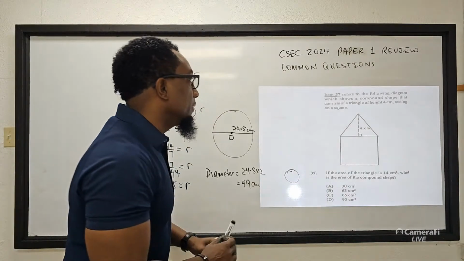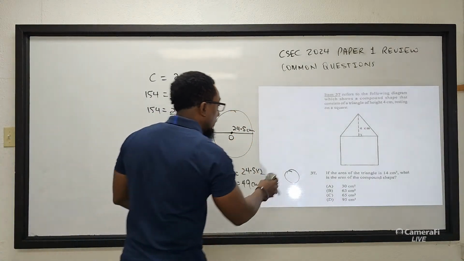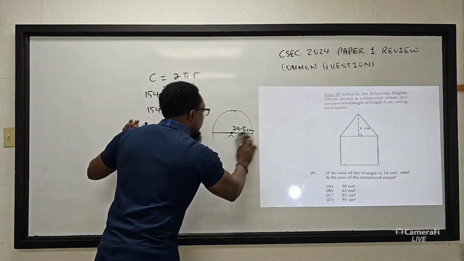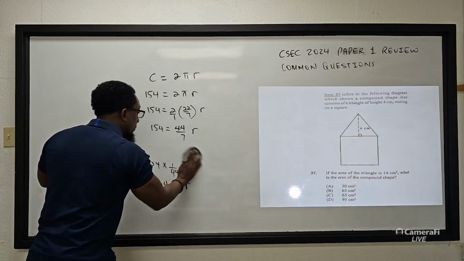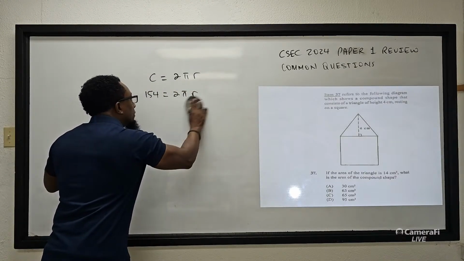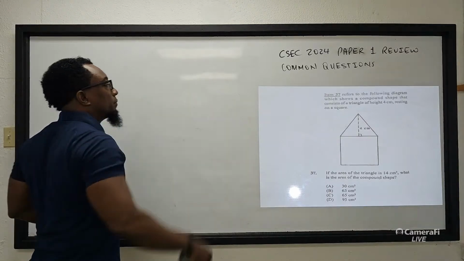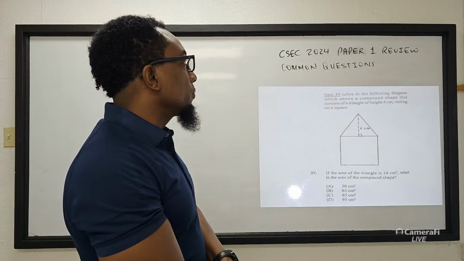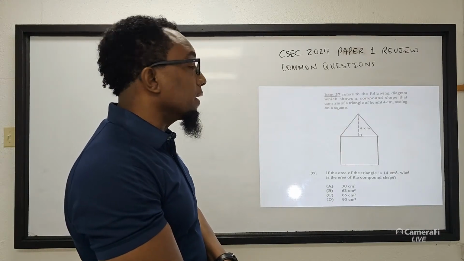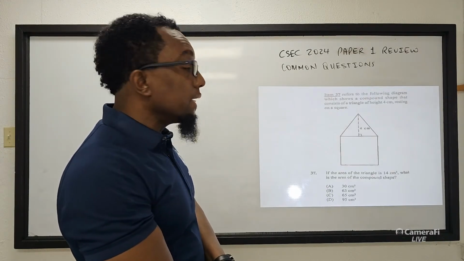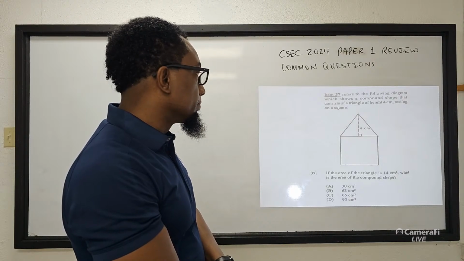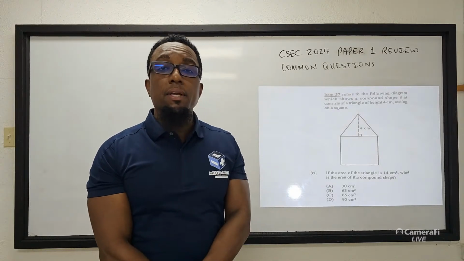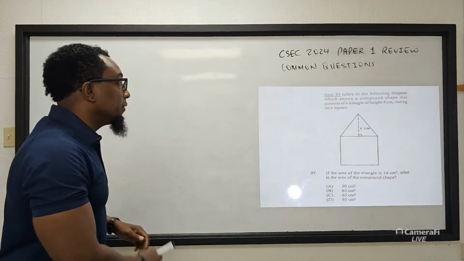But let's look at 37. This is another common question, and sometimes it will bring variations. Item 37 refers to the following diagram, which shows a compound shape that consists of a triangle of height 4 centimeters resting on a square. If the area of the triangle is 14 cm squared, what is the area of the compound shape?